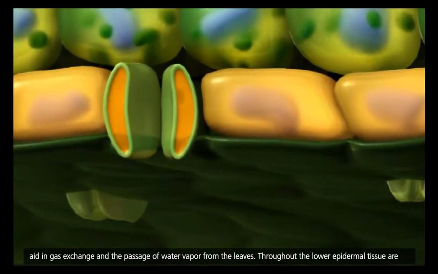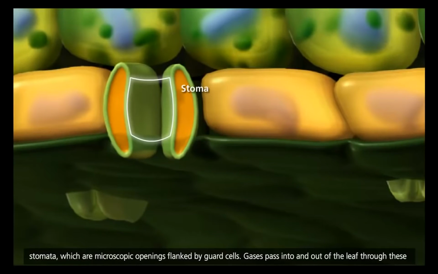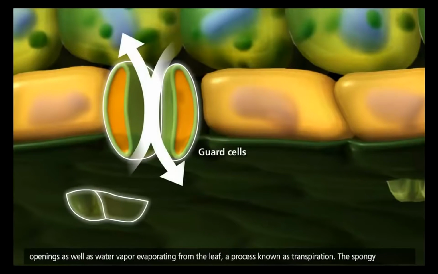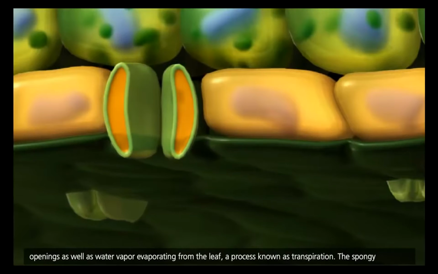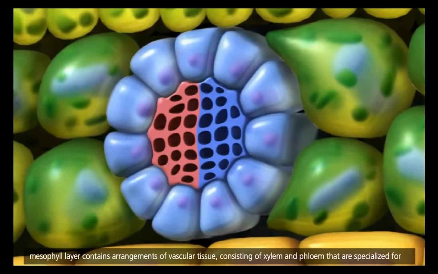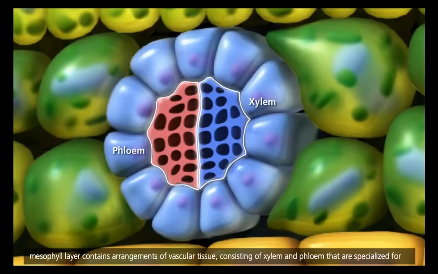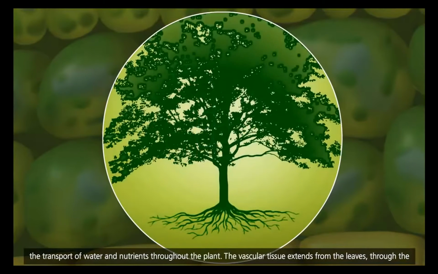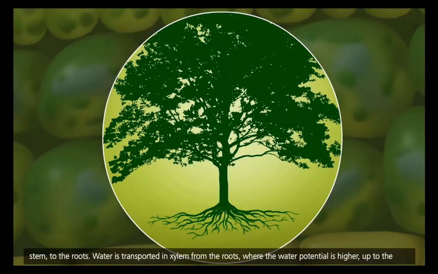Throughout the lower epidermal tissue are stomata, which are microscopic openings flanked by guard cells. Gases pass into and out of the leaf through these openings, as well as water vapor evaporating from the leaf, a process known as transpiration. The spongy mesophyll layer contains arrangements of vascular tissue, consisting of xylem and phloem, that are specialized for the transport of water and nutrients throughout the plant. The vascular tissue extends from the leaves, through the stem, to the roots.